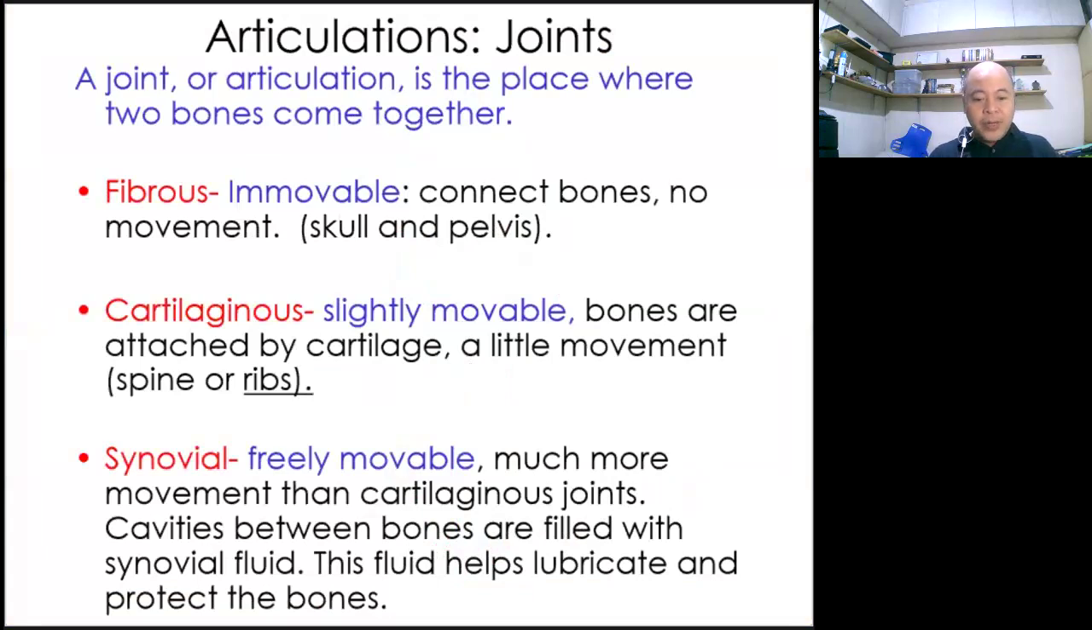Let's move more into articulations. There are three types of articulations, or again, where the bones meet. First, we have the fibrous articulation. These are basically immovable, connected bones, but there is no movement. For example, the skull and the pelvis. We mentioned before that the pelvis or the hip is actually not just one bone. It's composed of three parts.